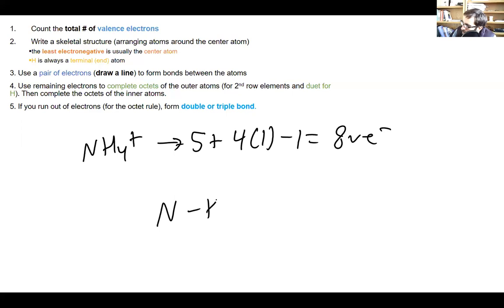Hydrogen can't be in the center, so the nitrogen is going to be in the center. So that's going to get us something looking like that with a positive charge. Hydrogen duet rules are all satisfied. 2, 4, 6, 8. Nitrogen octet rule satisfied. How many valence electrons total do we have? We had 8 total valence electrons. We have 2, 4, 6, 8 valence electrons. That's our final answer.